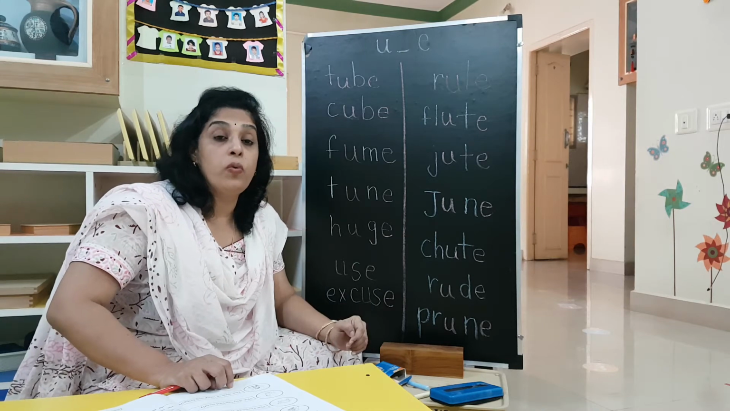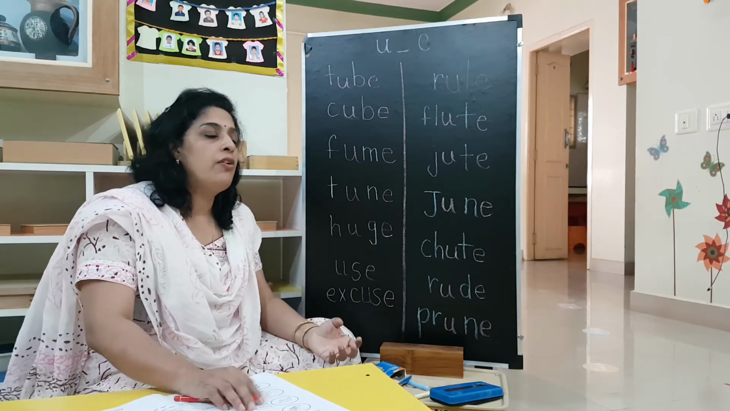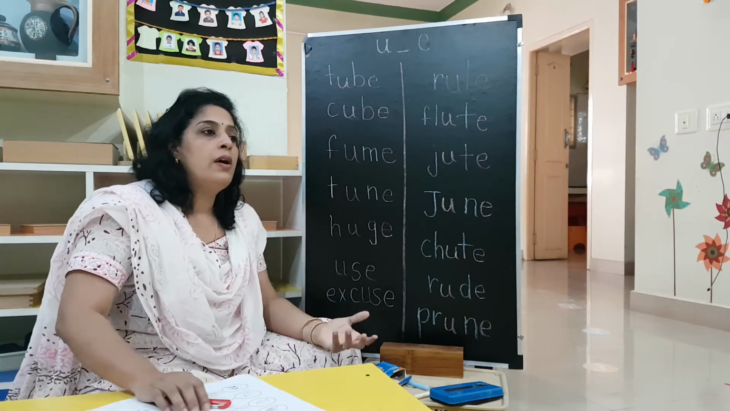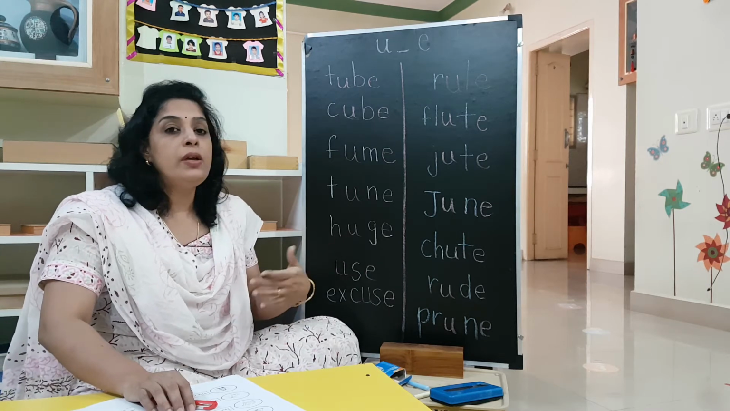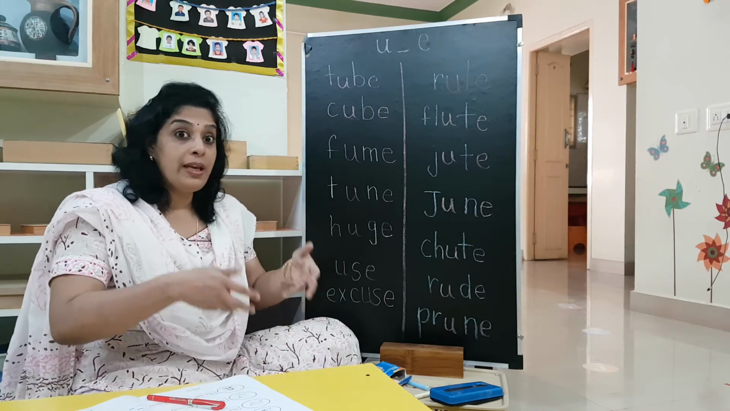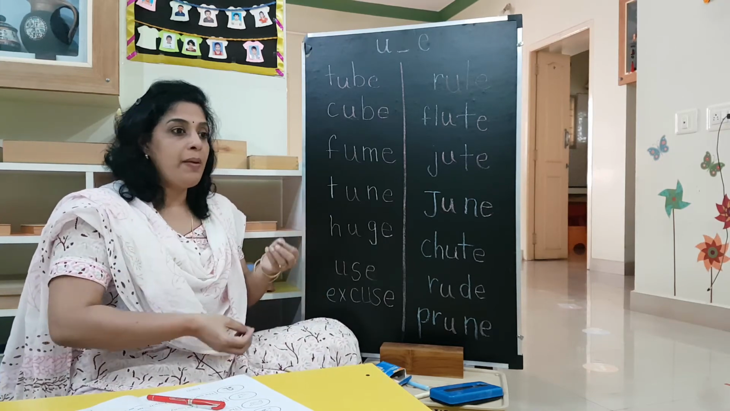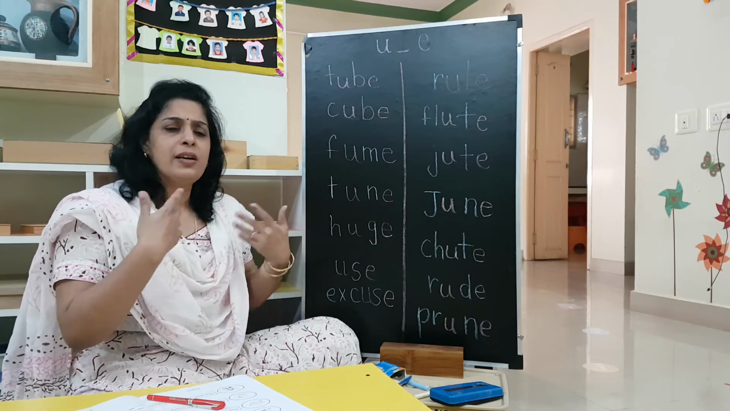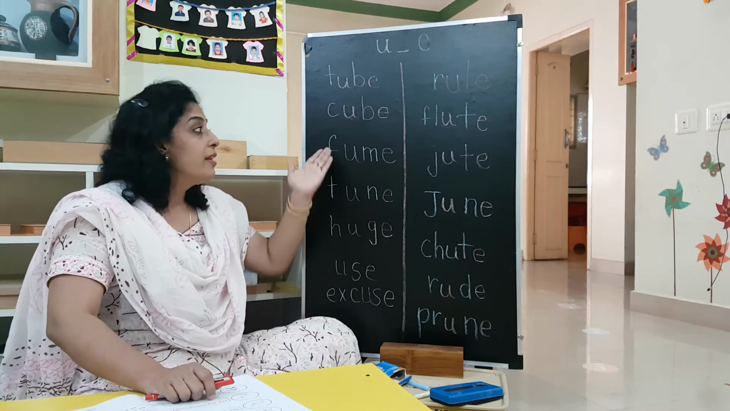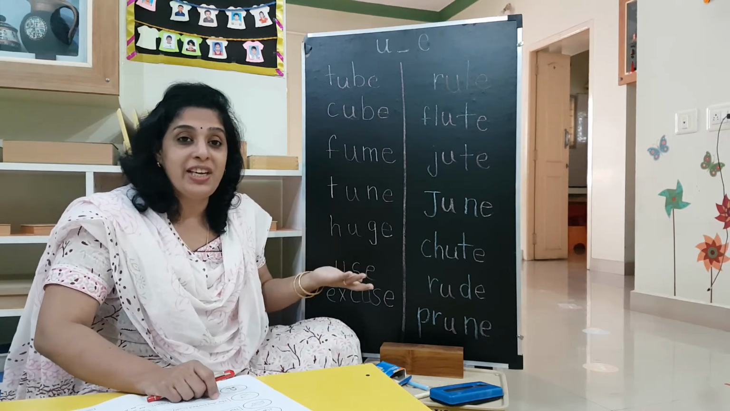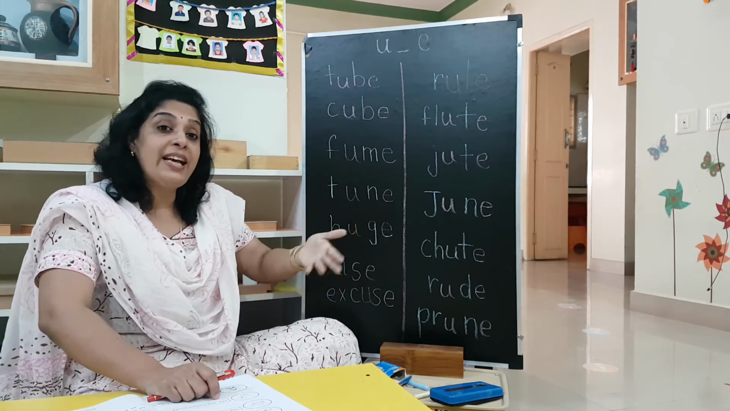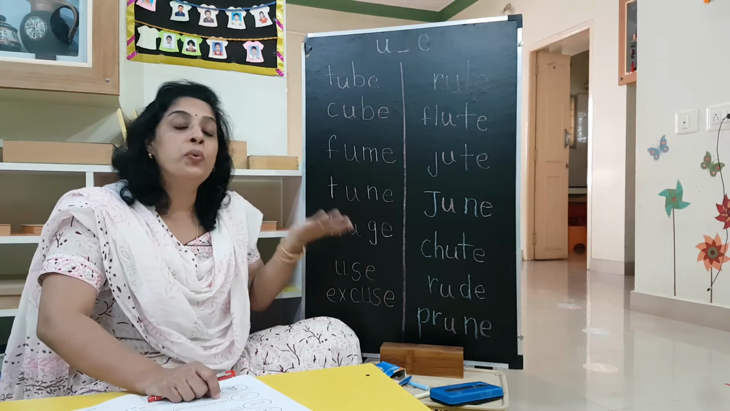Fume. Fume is a kind of smell that comes out. For example, let's say mommy is adding chilies to the vegetables in the kitchen. So you'll get that fumes coming in. There may be a little bit of smoke and suddenly you'll start coughing, right? Yes, you start coughing and sneezing, achoo, achoo, because of the fumes coming from that chili. Fume. That smell and that gas which is coming from that is called fume.